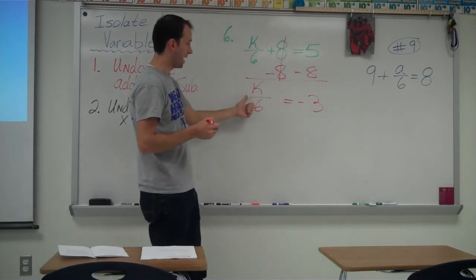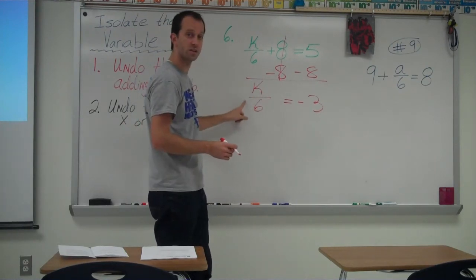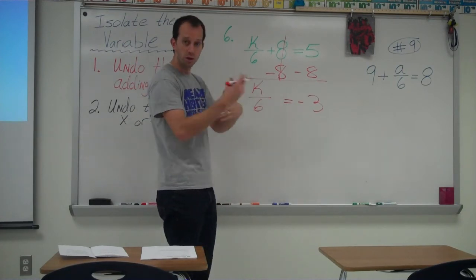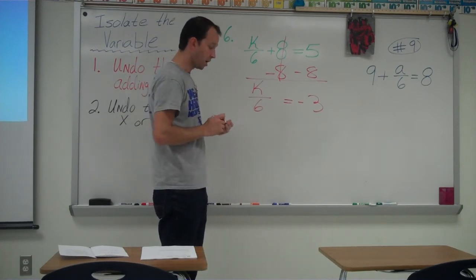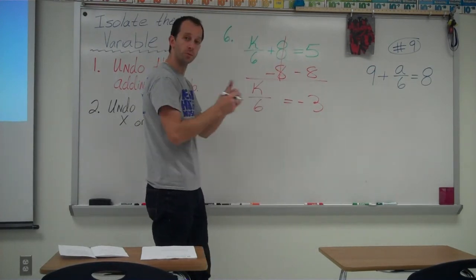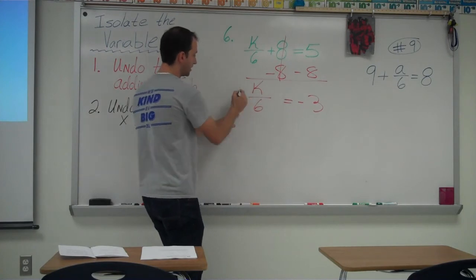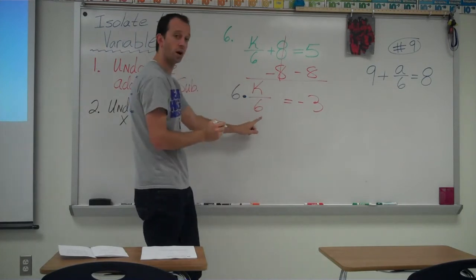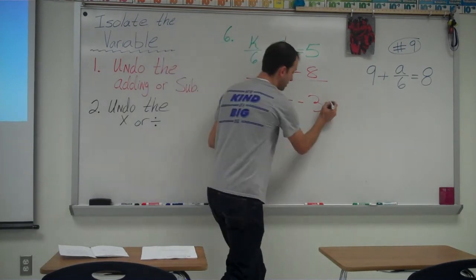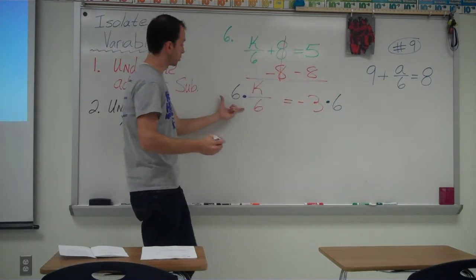Now, we still have k over 6, and that might look like a fraction, but this represents for us division. To undo division, we use multiplication. So I'm going to show multiplying both sides of the equation by 6 in order to undo dividing by 6. But if I do it to the left side, I have to do it to the right side. These guys will cancel out.